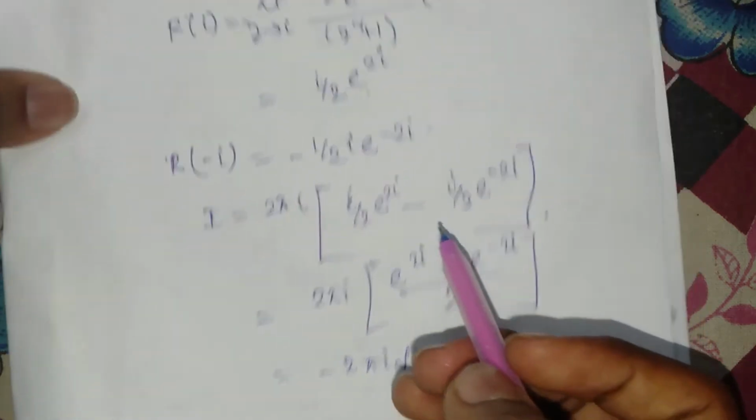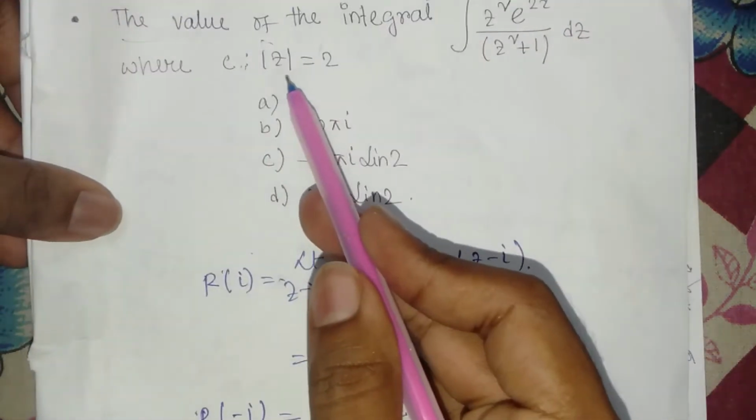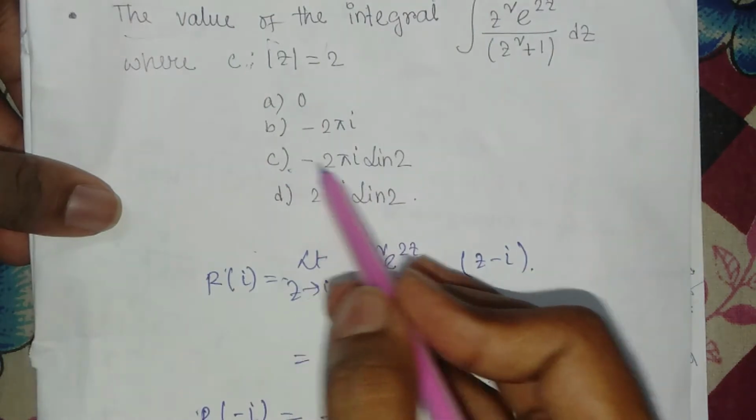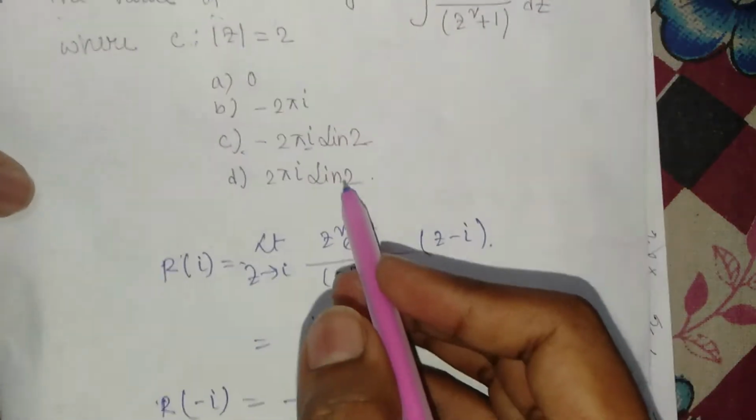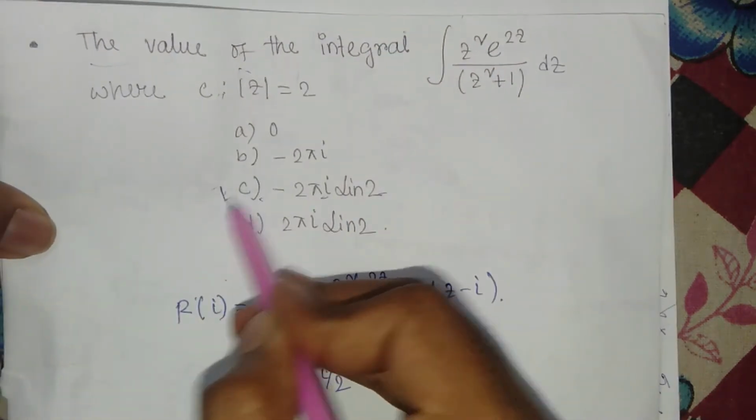Now check the options to see if the answer is given. Minus 2 pi i sine of 2. So option C is correct.